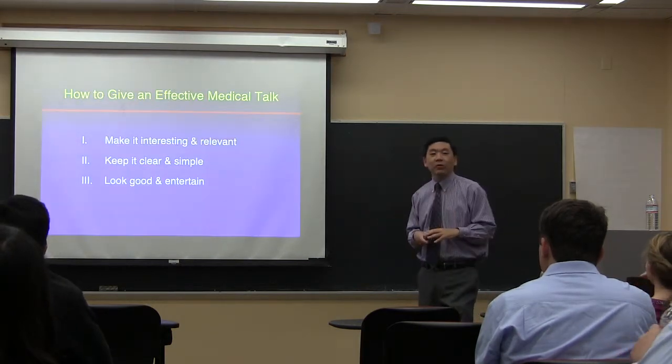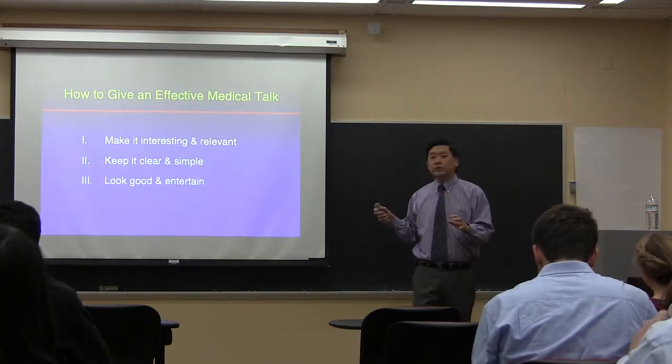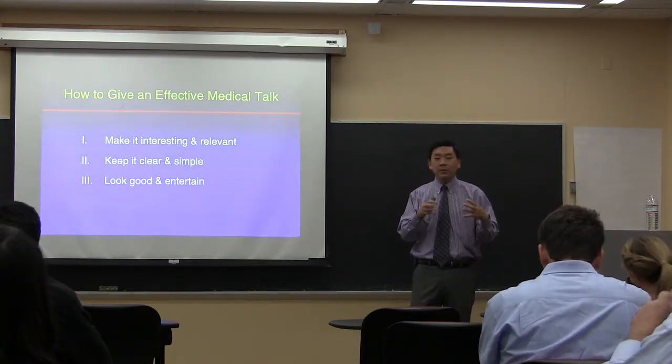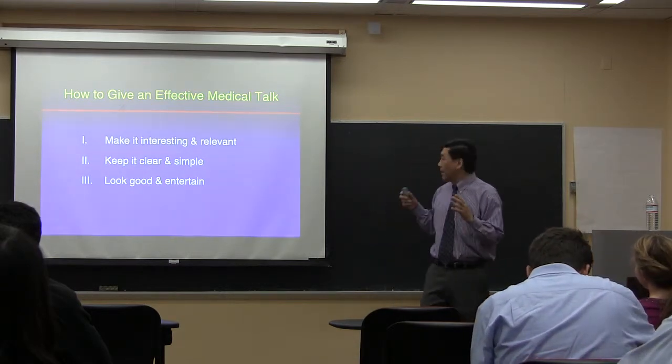So this is the basic outline of my talks, 3 general sections. First section is how to make your talk interesting and relevant. In other words, how to pick material that is appropriate for the audience at hand. Second of all, make it clear and simple.